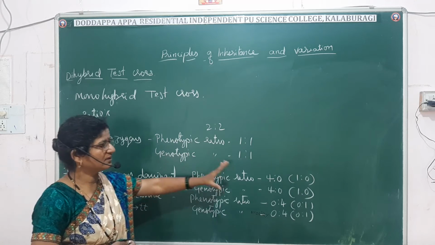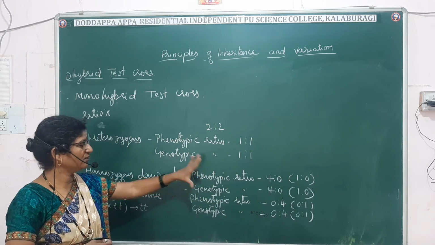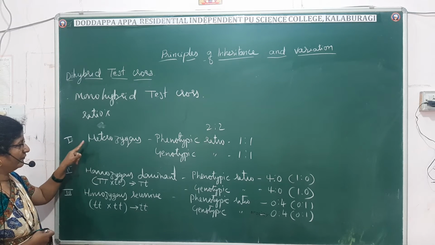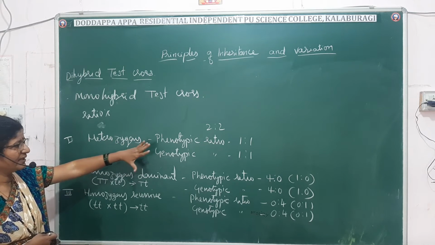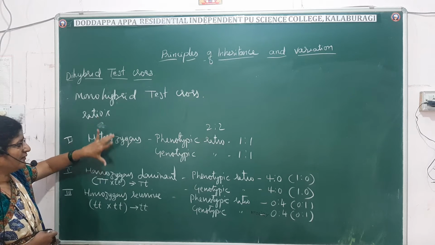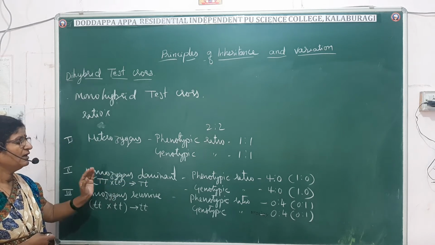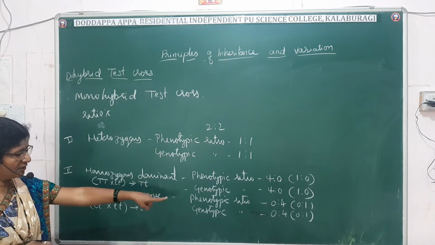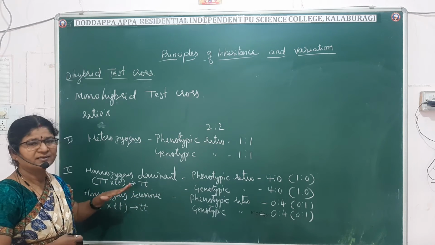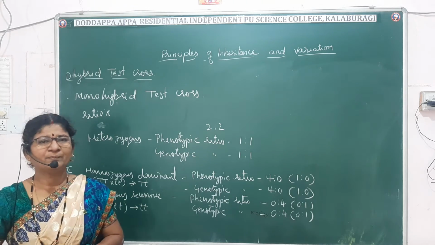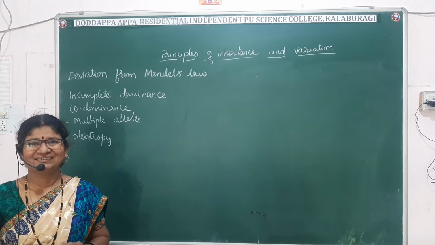When you get the result like this, the genotype will be what I wrote here. When you get a 1:1 ratio, it is heterozygous. When you get 1:0, then it is homozygous dominant. When you get 0:1, then it is homozygous recessive. Now let us see the next one, that is incomplete dominance.